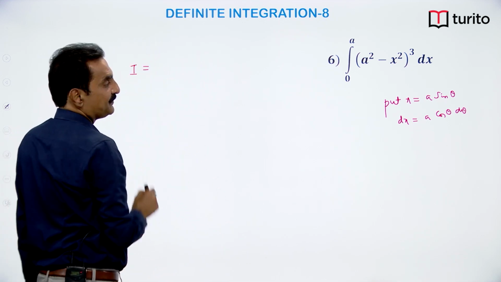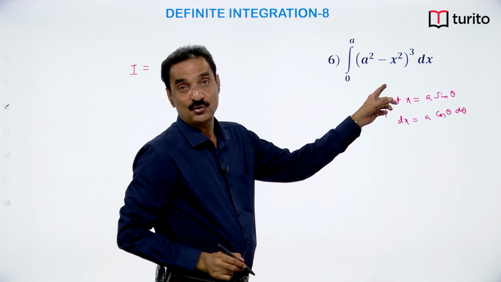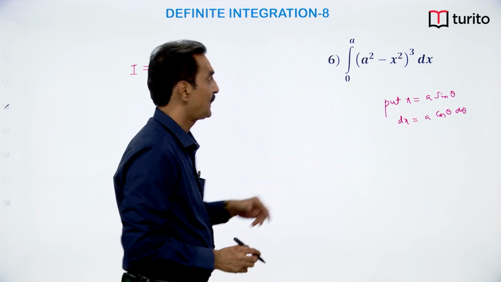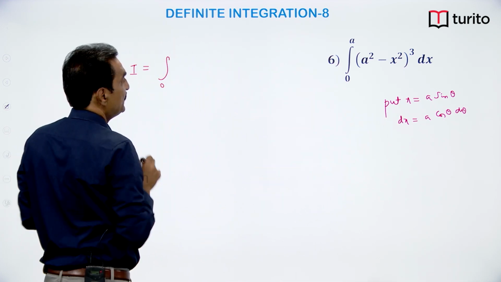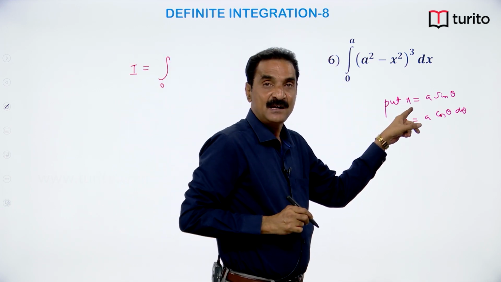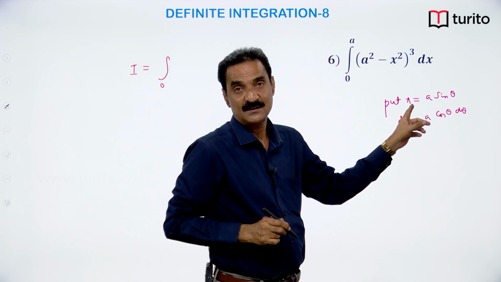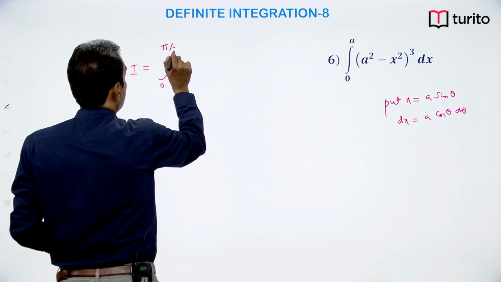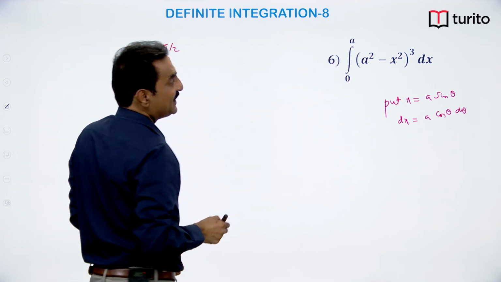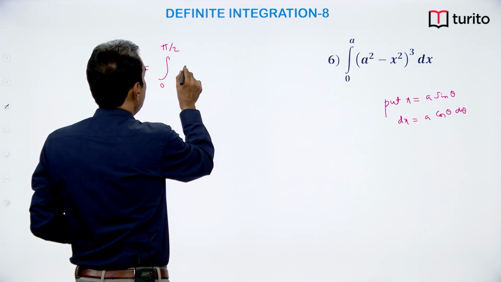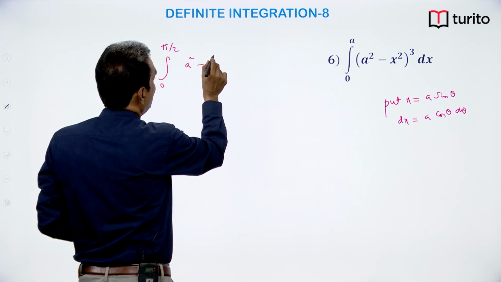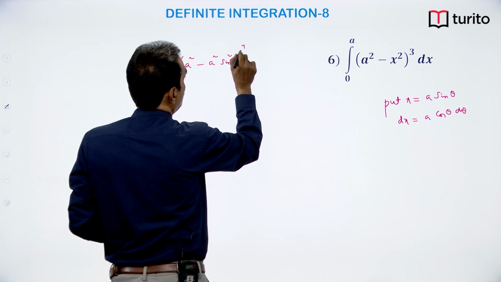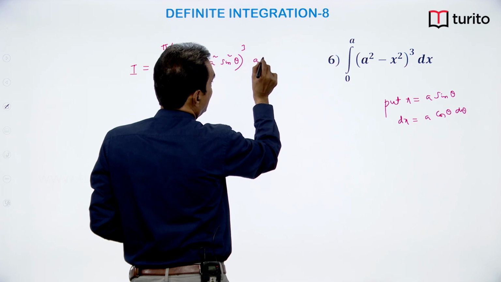Given integral is I. What are the new limits? If x is 0, sin theta should be 0, theta will be 0. If x is a, a is equal to a sin theta means sin theta is 1, then theta will be pi by 2. Integral 0 to pi by 2, a square minus x square means a square minus a square sin square theta, whole cube into dx is a cos theta d theta.